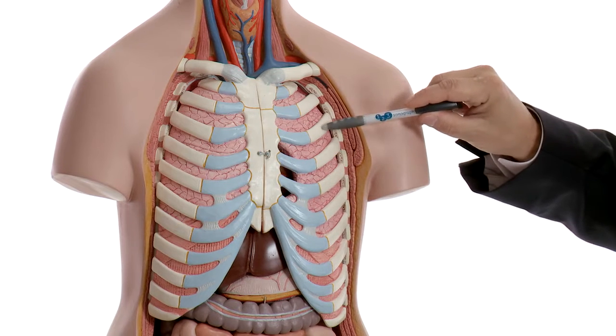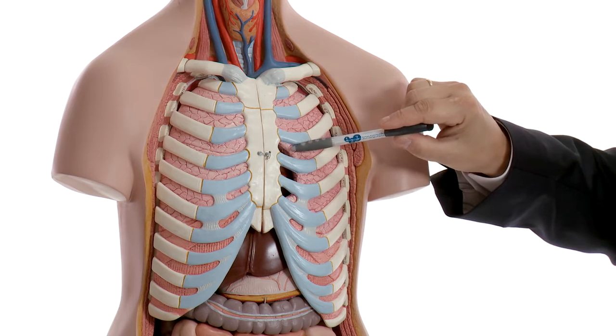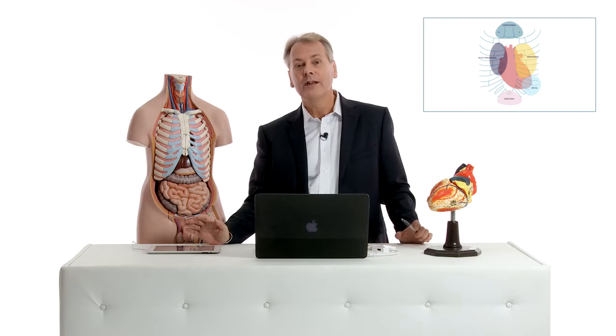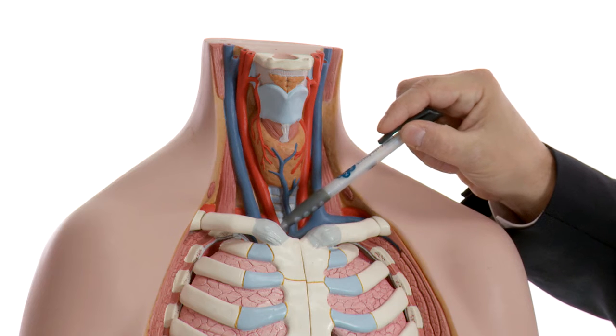The major problem when imaging the heart is that it's actually hidden behind the ribs, the lung, and the sternum. And actually there are only quite small little windows where you can appreciate the heart. There are windows which we define as the parasternal window, the apical window, the subcostal window, the right parasternal window, and also the suprasternal window, which is basically right up here.